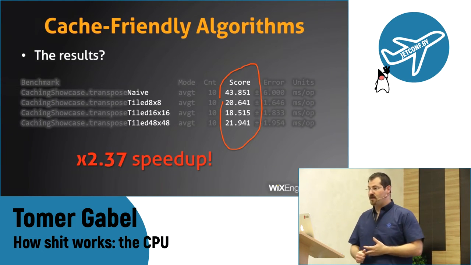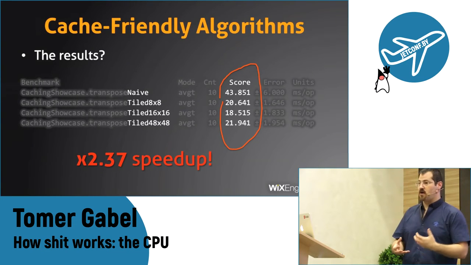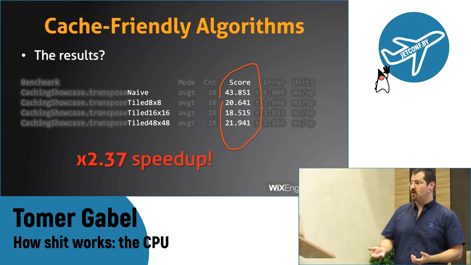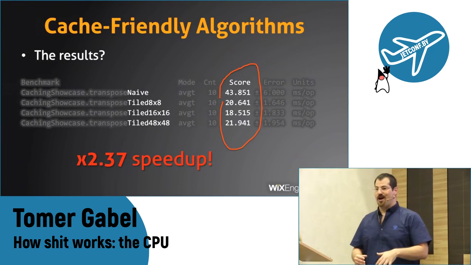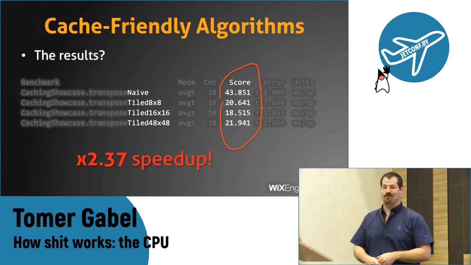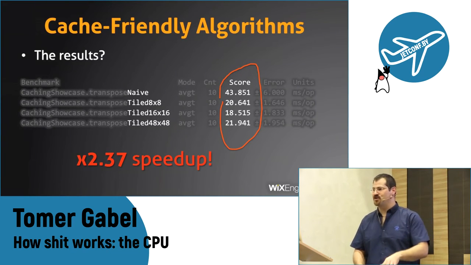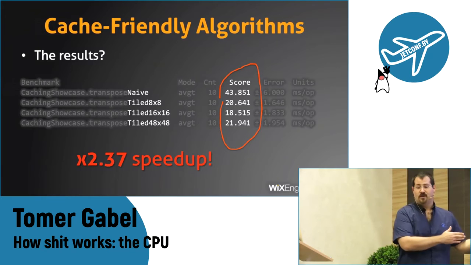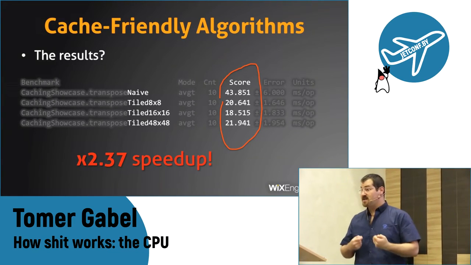Just by recognizing the way that CPUs are designed and the way that they work, and not changing anything fundamental about how I represent the image or the language that I write in, I don't have any C code or assembly or JNI or anything of the sort, we still get an almost 2.5 times speed up. So this is significant.